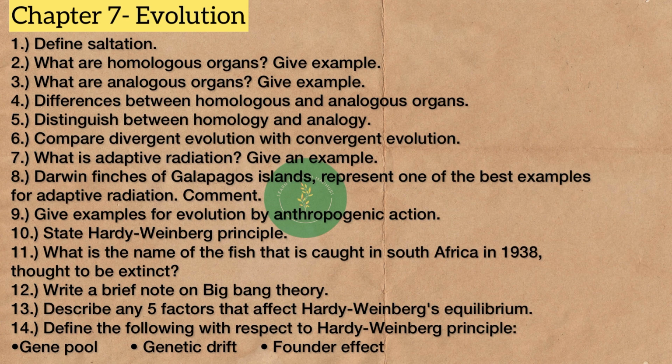In chapter number 7, evolution, you have to focus on define saltation, homologous organs or analogous organs. It can be definition with example or differences, or homology and analogy differences, or it can be also differences between divergent evolution with convergent evolution along with the examples. Very much important, what is adaptive radiation? Give an example. Darwin finches of Galapagos Island represent one of the best examples for adaptive radiation. Comment. Give examples for evolution by anthropogenic action.